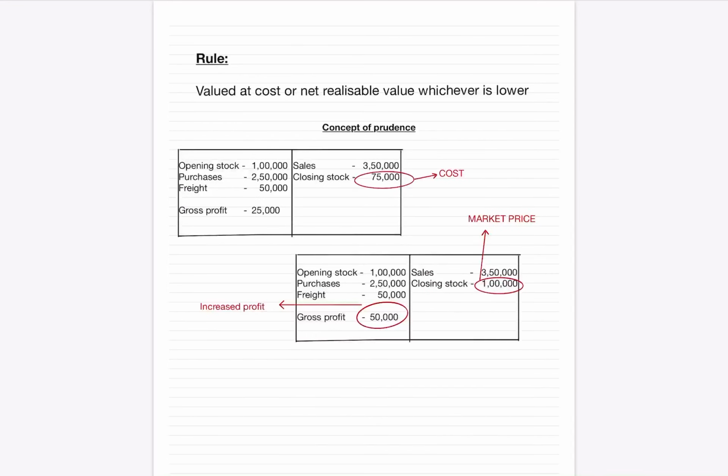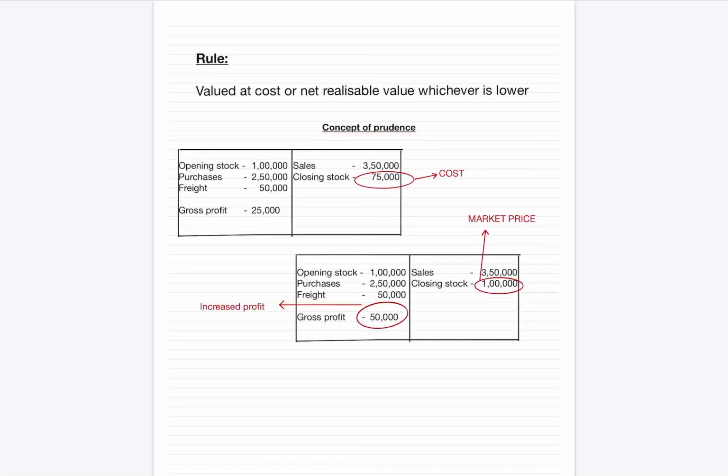The preamble of AS 2 is that inventories are valued at cost or net realizable value, whichever is lower. The rule is framed based upon the concept of prudence. Normally, goods are valued at cost because if the goods do not have any damages or obsolescence, the selling price of the goods will obviously be higher than the cost.